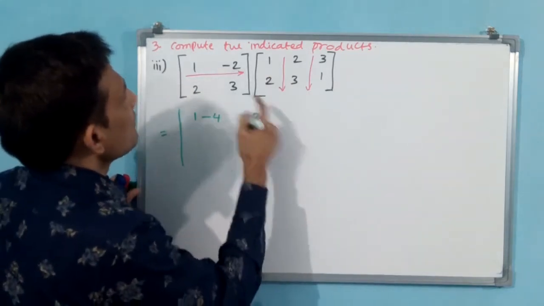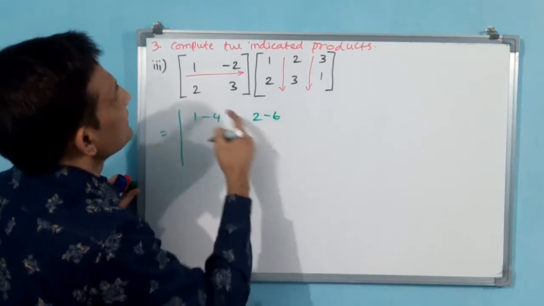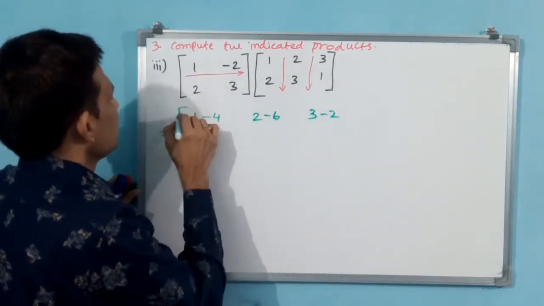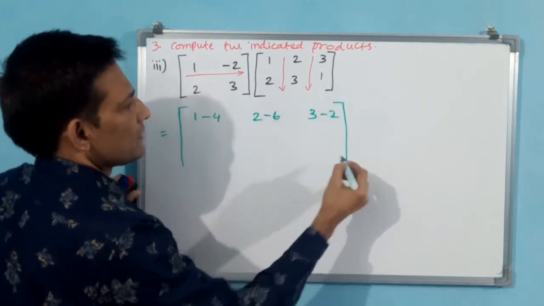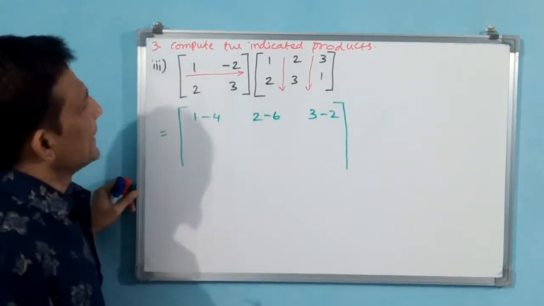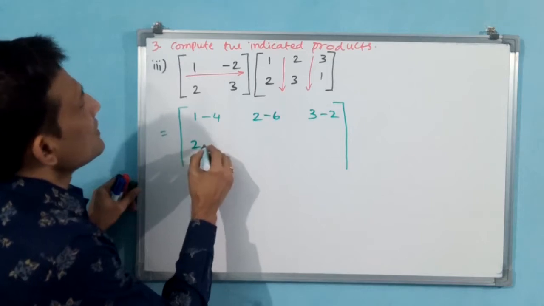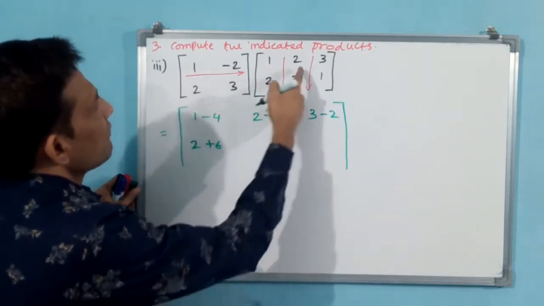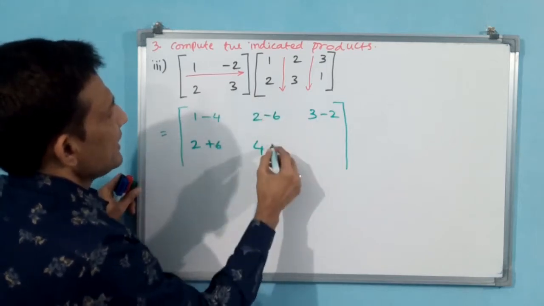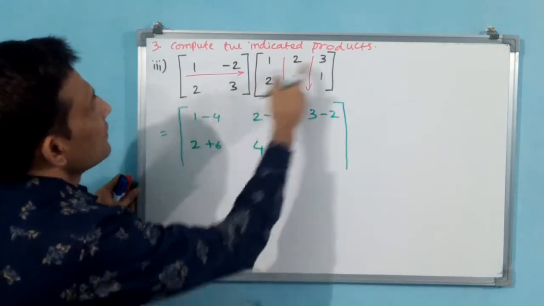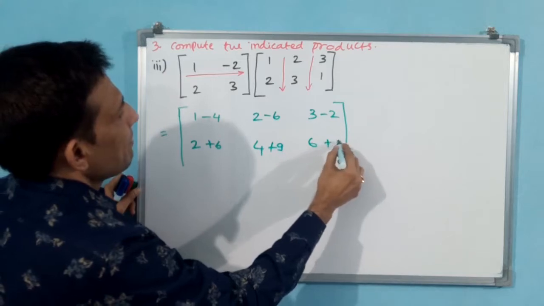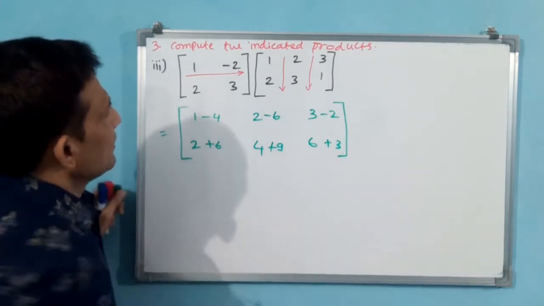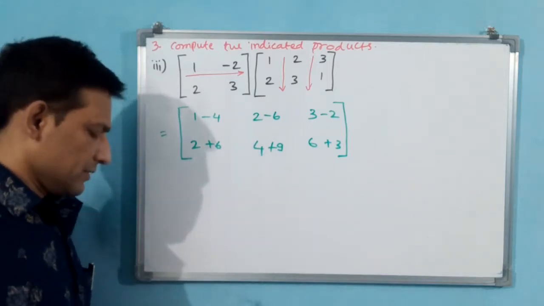Okay. 2, 1 into 2, 2, minus 6. 3 minus 2. Do you understand now? Now 2 plus 6. Why? Because 2 plus 6. 4 plus 9. 6 plus 3. That's all. Do you understand?